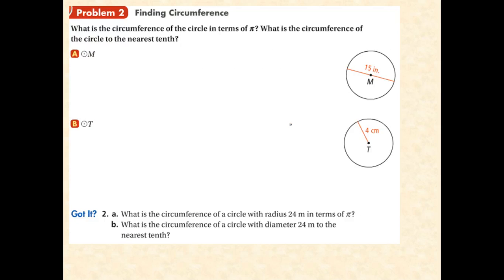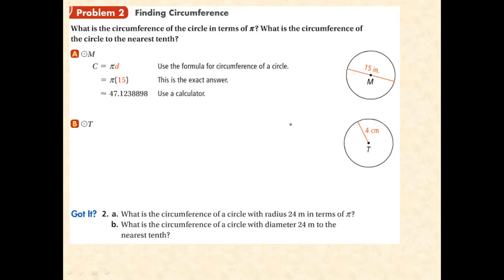Okay. What is the circumference of the circle in terms of pi? So we want an exact answer. So the circumference of circle M. Formula for circumference, given the diameter, is pi times the diameter. Pi times 15 is 15 pi. So the exact answer is 15 pi. The approximate answer is 47.1. How about circle T?